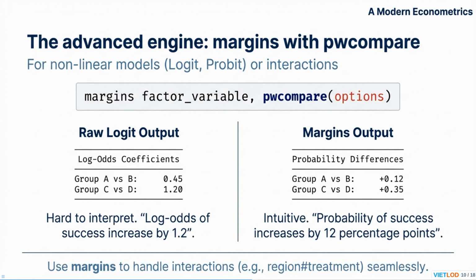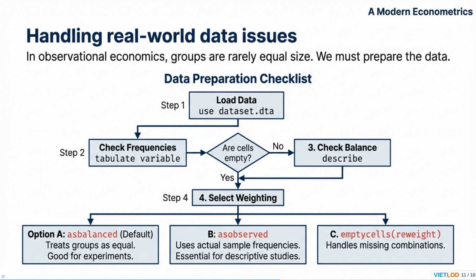The syntax is straightforward: margins, followed by your factor variable, and then the pwcompare option in parentheses. This approach transforms those difficult log odds into probability differences, which are far more intuitive. As shown on the right, that same data now tells a clear story. For example, the probability of success increases by 12 percentage points. Furthermore, this technique is essential for handling interaction terms, like region#treatment, seamlessly, ensuring your post-estimation analysis remains robust and easy to communicate.